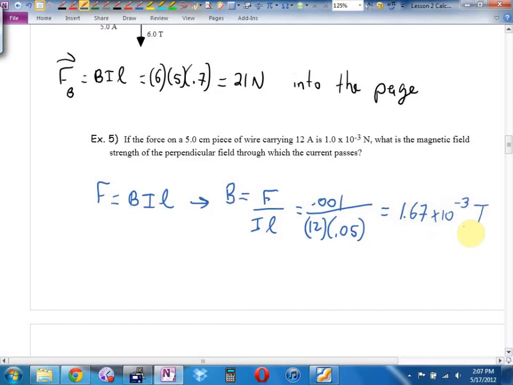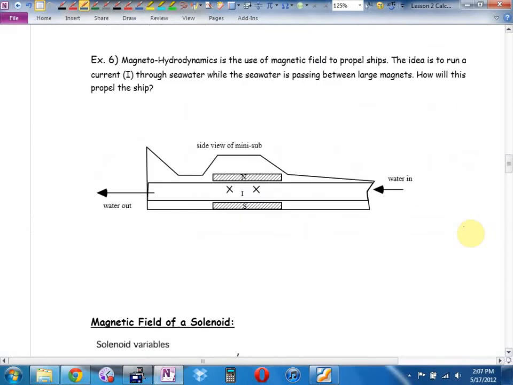There's some neat applications of this force on a wire concept. Example 6. Any of you ever see the movie The Hunt for Red October? It's a classic. The premise behind it, set in the height of the Cold War, is that the Russians have essentially designed a jet engine for a submarine with no moving parts, and it's based on real research. This is how the magneto-hydrodynamic drive for a sub would work. It would be a very, very quiet engine, because it has no moving parts.